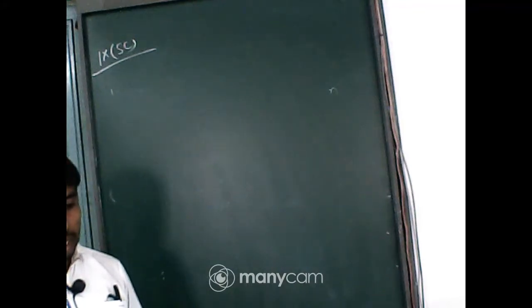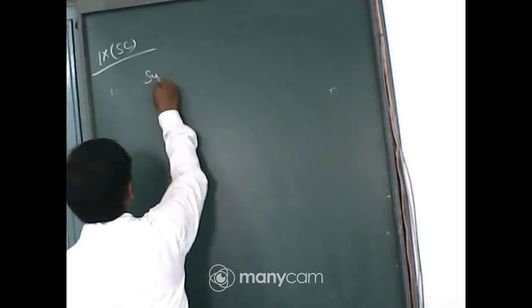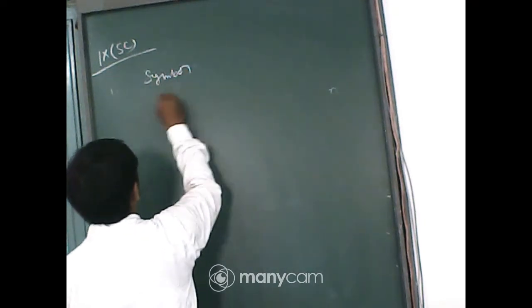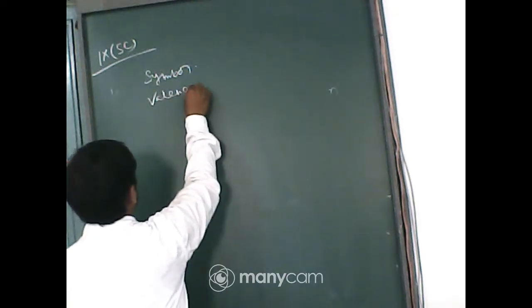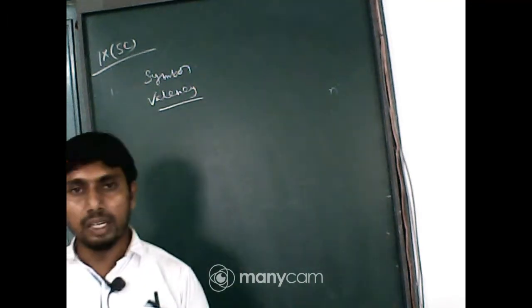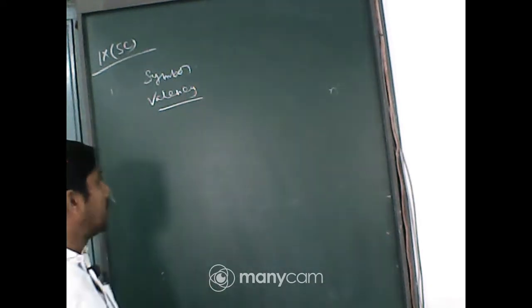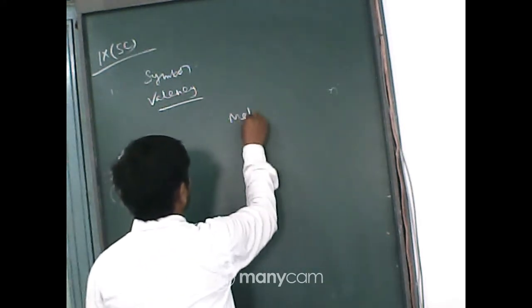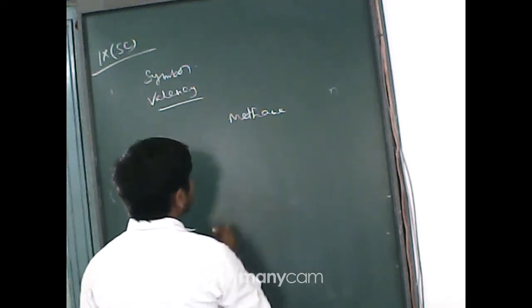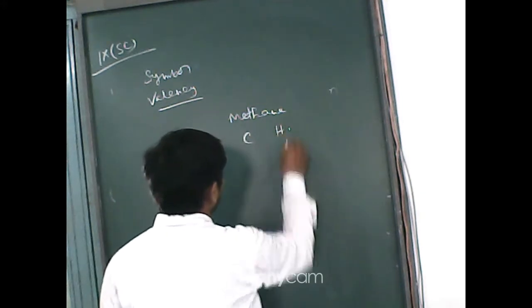So, writing the formula we will require two terms, one is symbol and then the valency. I hope all of you can remember the definition of that. Now, as we have told you in the last class how to write the formula, just for example methane, what are the constituents here? Composition here, carbon and hydrogen.